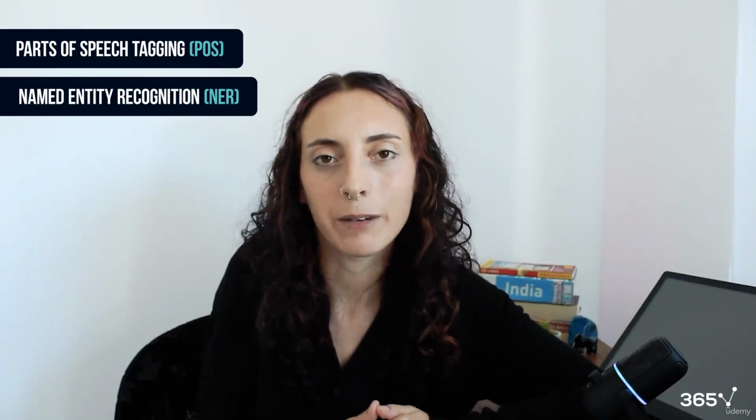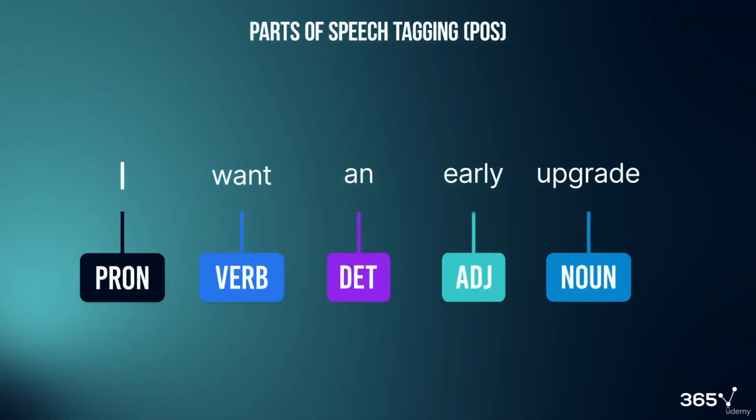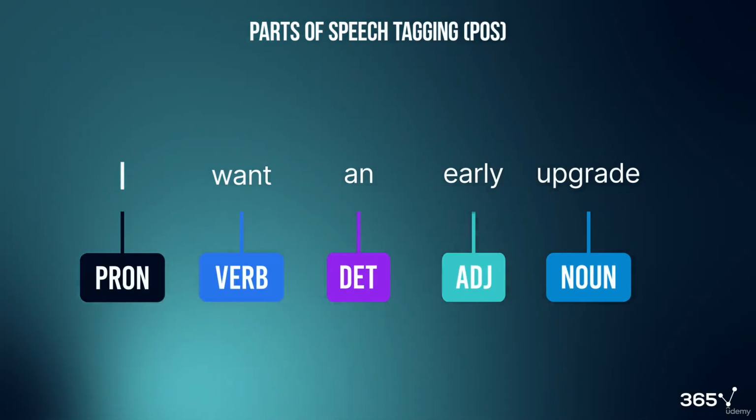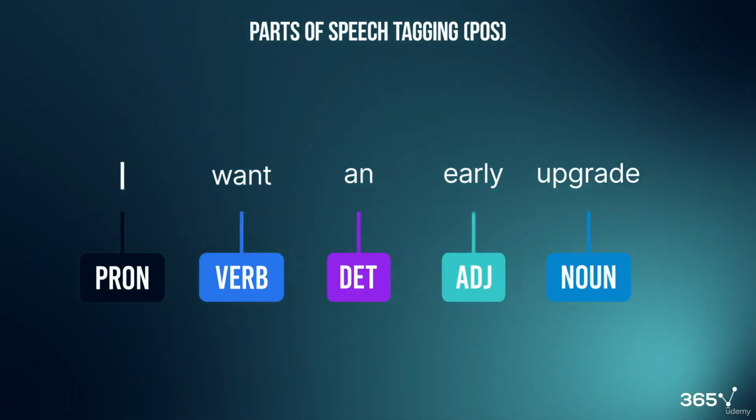The first method we're going to try is parts of speech tagging. This is where we take each of our tokens and tag them with the associated parts of speech. And by parts of speech, I just mean whether that token is a verb, a noun, an adjective, etc.